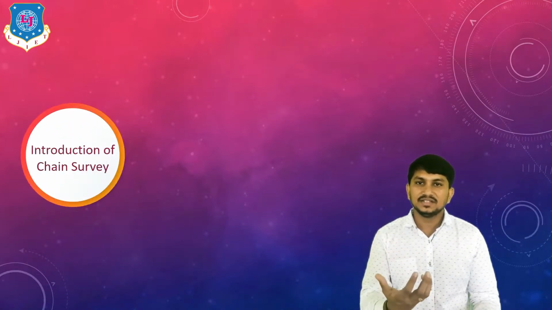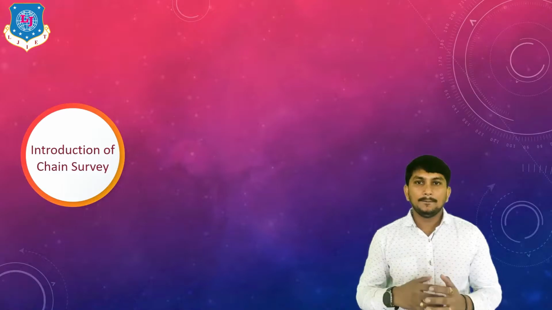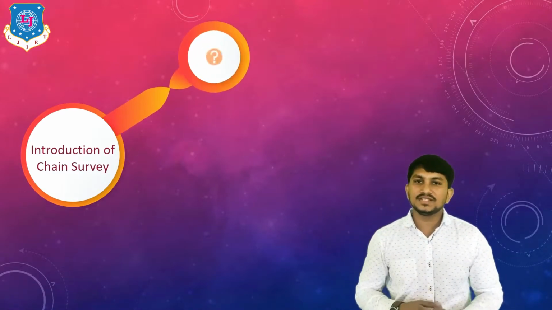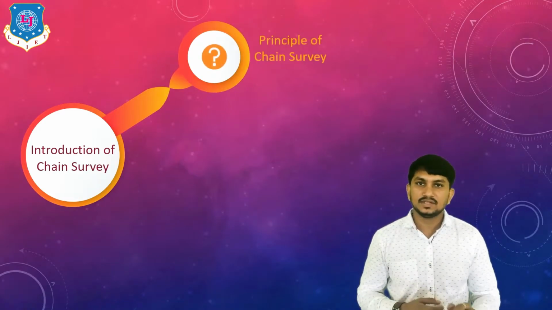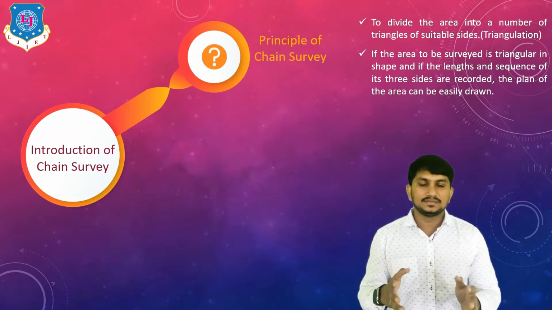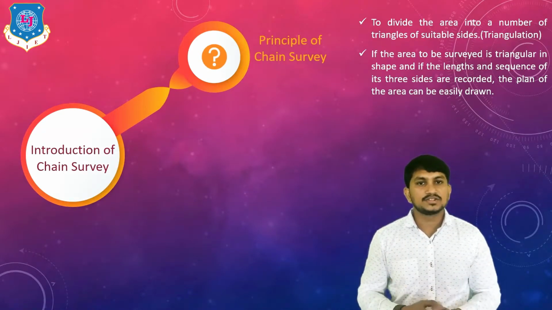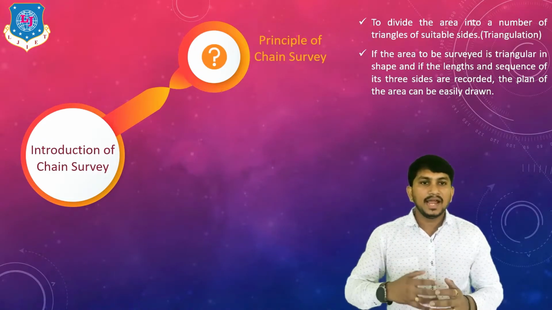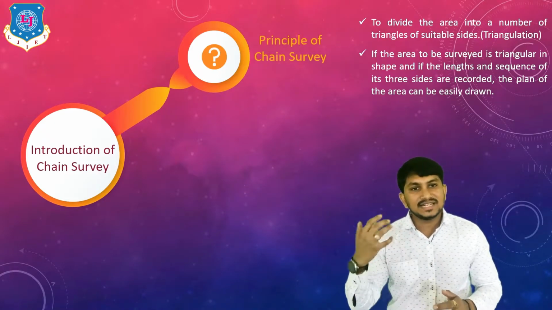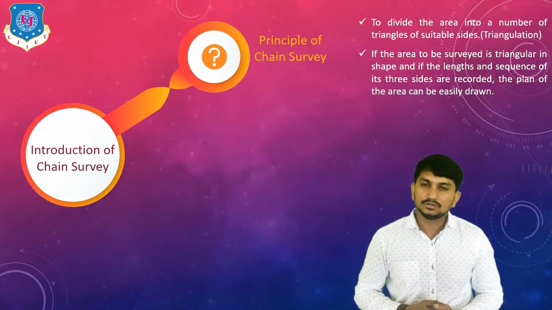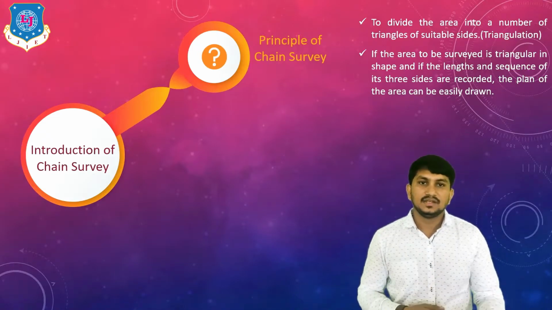So what is chain survey? It is the survey of measuring distances on the ground. The main principle of chain survey is triangulation. It is used to divide the area into a number of triangles of suitable size, which is called triangulation. If the area to be surveyed is triangular in shape and if the lengths and sequence of its three sides are recorded, the plan of the area can be easily drawn by chain. This is called the principle of chain survey.